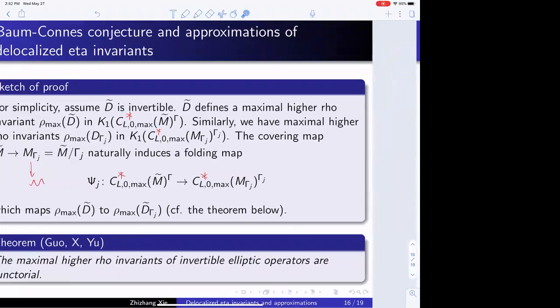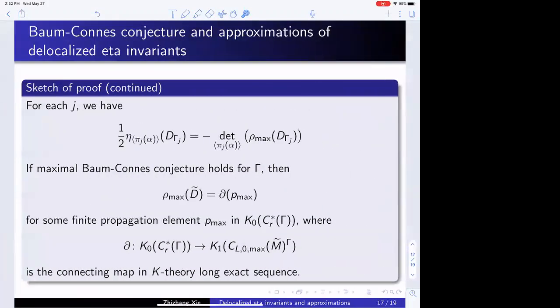Now, with this functoriality of higher rho invariants, we're in business. First, notice that for each j, the delocalized eta invariant, the one we really care about, is actually one half of some evaluation over this maximal rho invariant. Here this is some determinant map induced by this trace map.